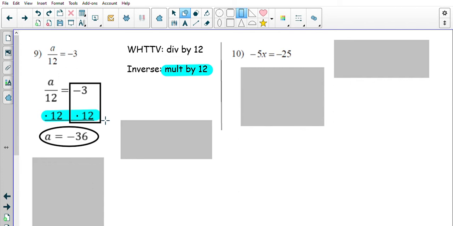Now, if I want to check this in my calculator, I'm not going to put it in as a fraction. I'm going to do negative 36 divided by 12, hit equals. It's going to get me negative 3. I'm going to divide and not use the fraction bar.